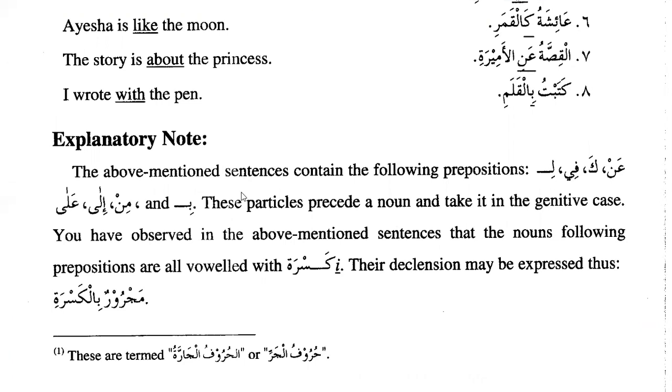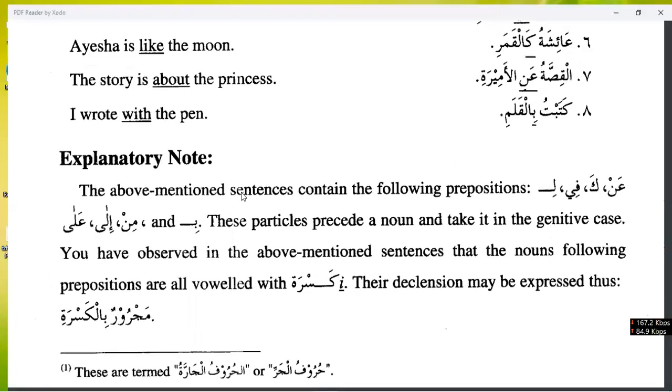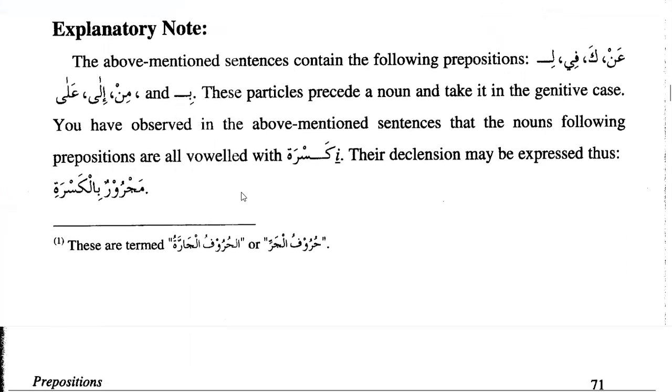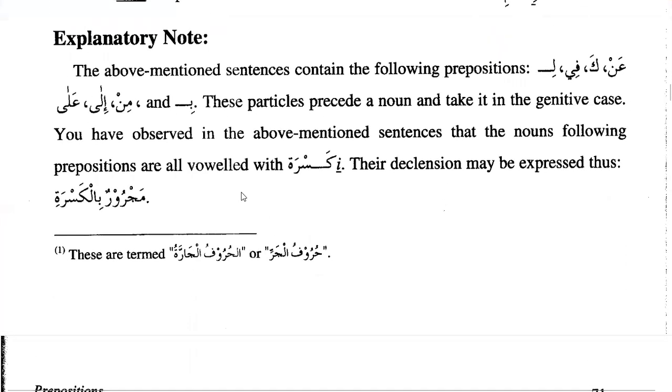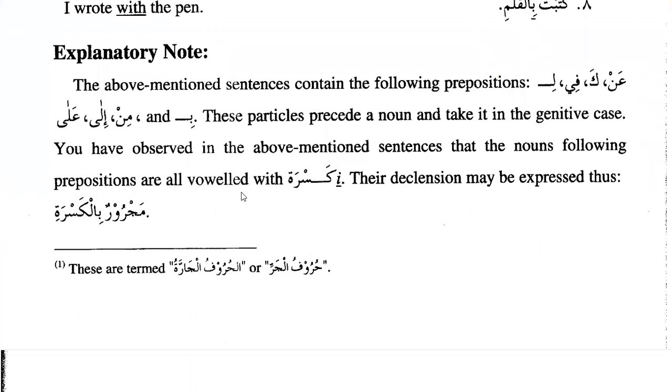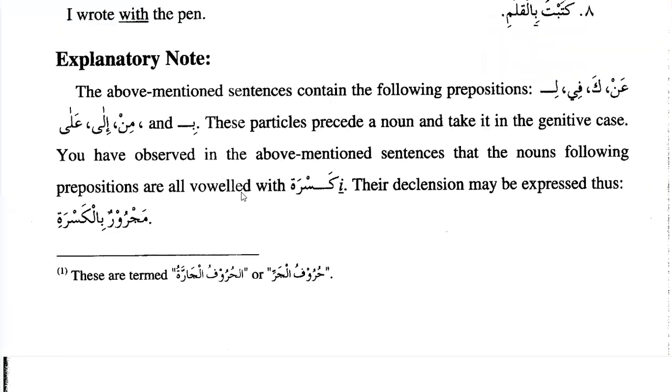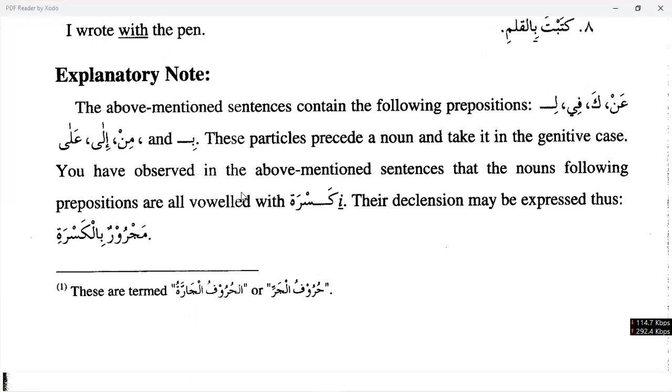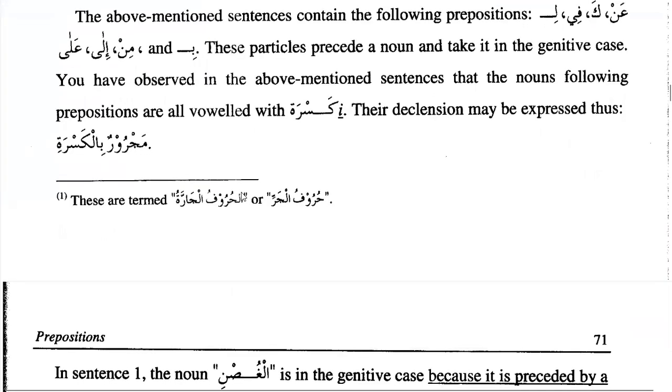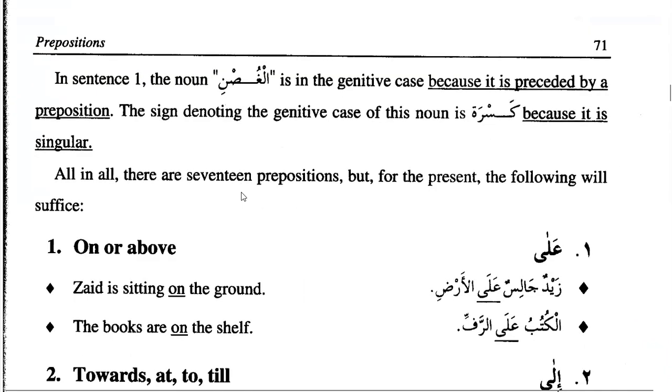What is the main thing he is telling you in this point? He's telling us that if any preposition comes before a noun, it makes it majrur. So حرف جر makes the ism majrur. Remember this thing, okay?